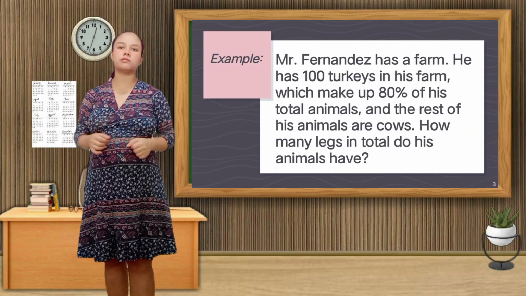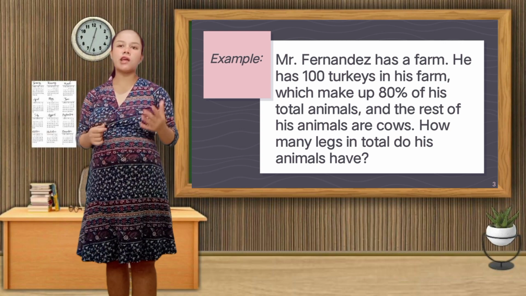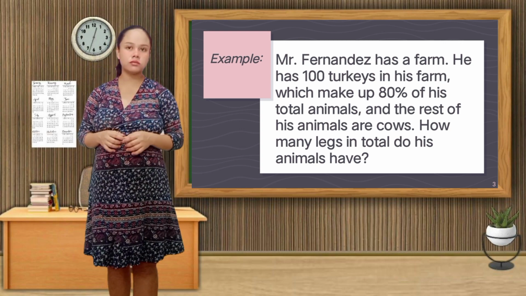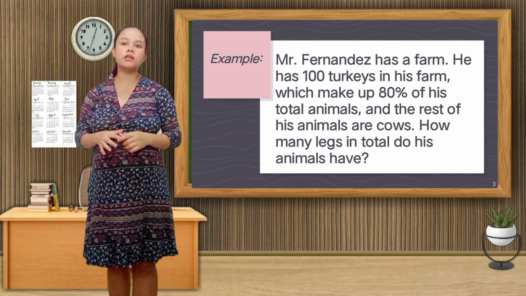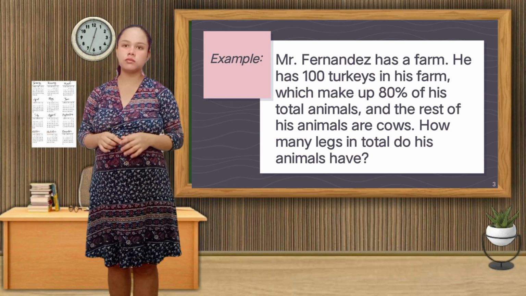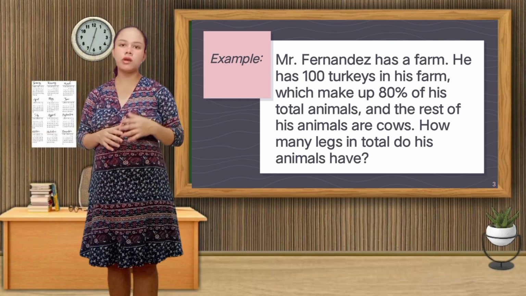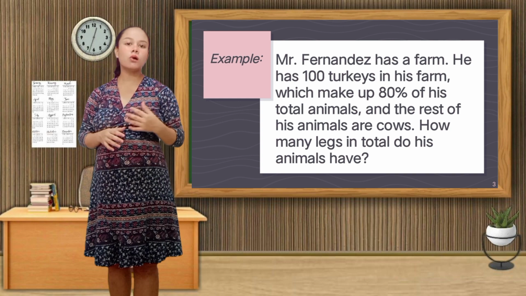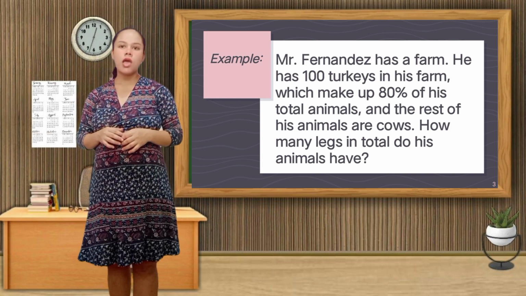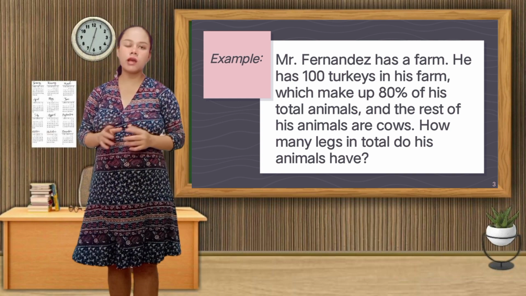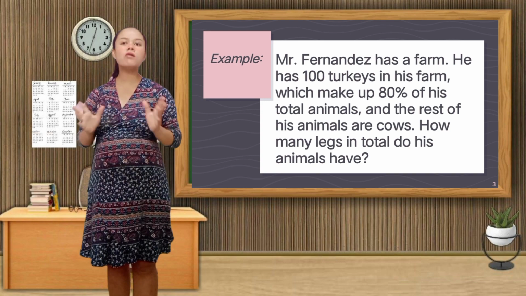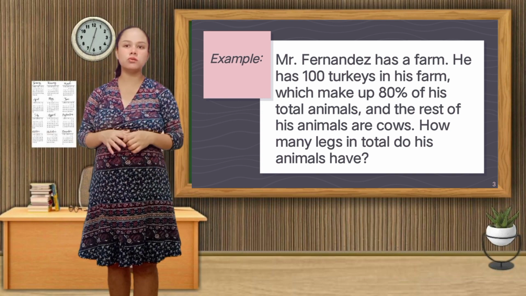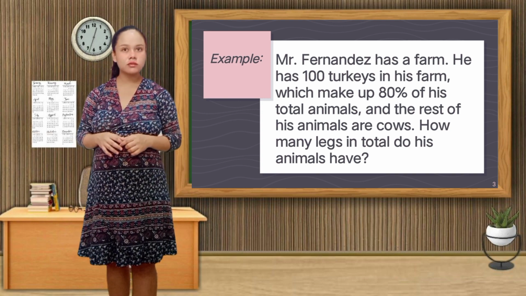For example, Mr. Fernandez has a farm. He has 100 turkeys in his farm, which make up 80% of his total animals. And the rest of his animals are cows. How many legs in total do his animals have?